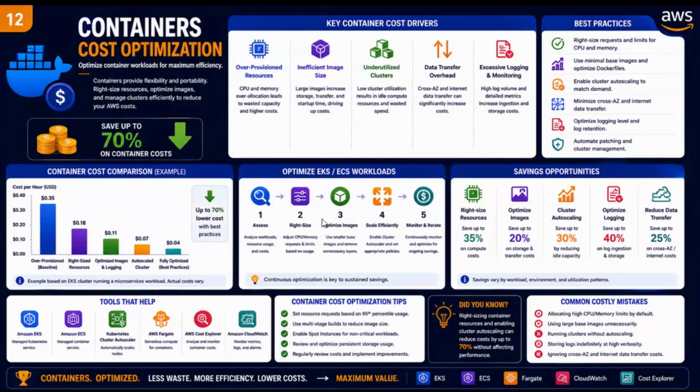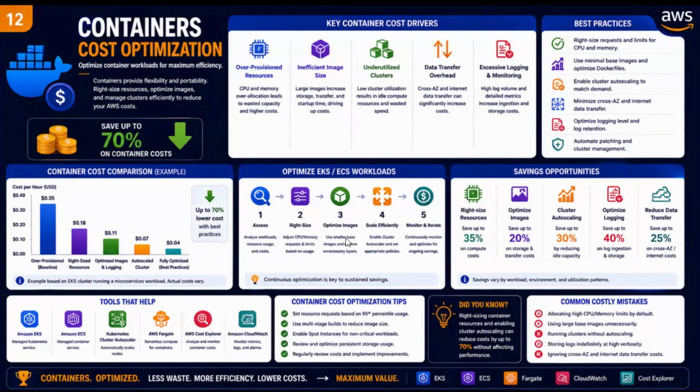So here are the tools that help us: Amazon EKS, Amazon ECS, Kubernetes Cluster Autoscaler, AWS Fargate, AWS Cost Explorer, and Amazon CloudWatch. Container cost optimization tips: set the resource requests based on 95th percentile usage, use multi-stage builds to reduce image sizes, enable Spot Instances for non-critical workloads, and review and optimize persistent storage usage. Regularly review cost and implement improvements.